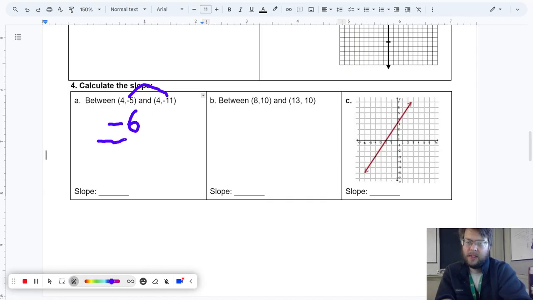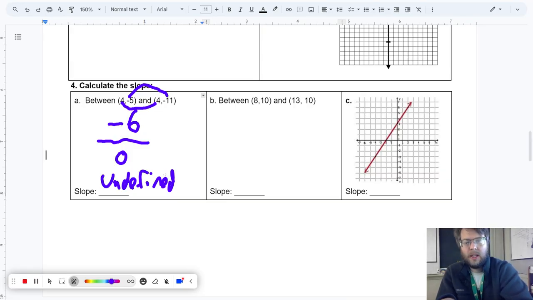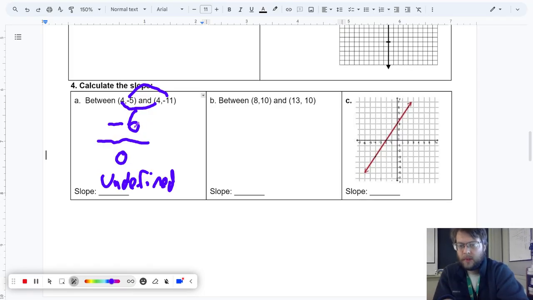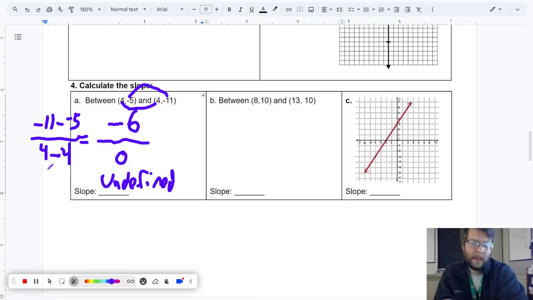That's the rise. How much are the x's changing? From 4 to 4, that's actually a run of 0. I can't divide by 0. The slope here is undefined, or you could say it doesn't exist. You can say can't divide by 0. You can just draw a frowny face. I need to see in your work that you had a 0 on the denominator. If you wanted to show your work a little bit more clearly, you could say that you were doing negative 11 minus negative 5 over 4 minus 4. I'm also okay with you doing it in your head like that.